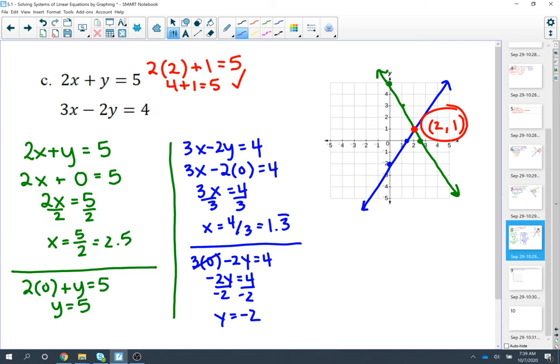Second one, x is 2, so 3 times 2 minus 2 times y is 1 equals 4, so that's 6 minus 2 is 4, and that actually checks out as well. So our solution is the ordered pair 2, 1.